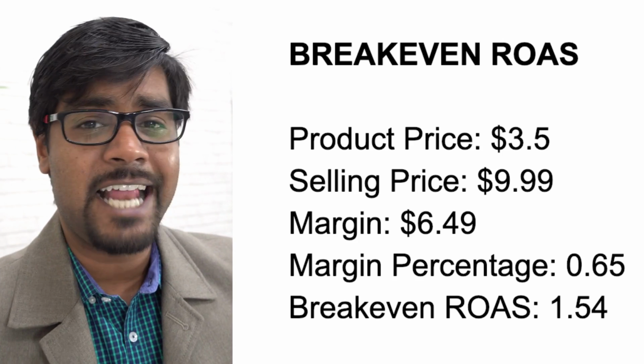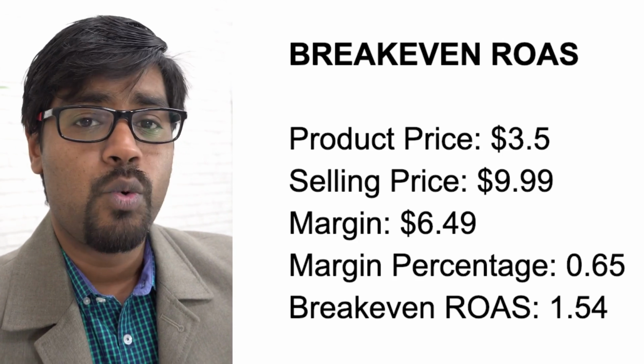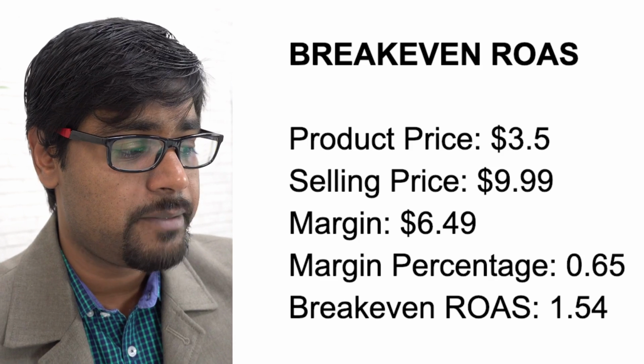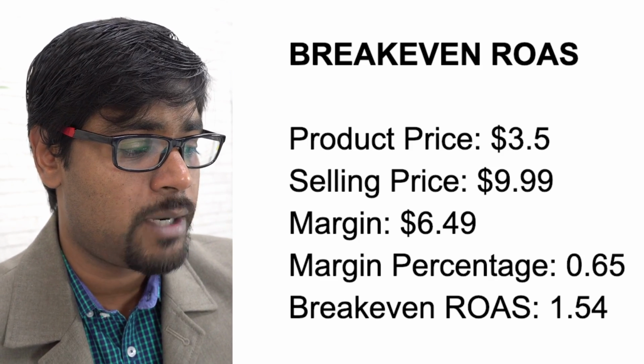So what you want to do is then calculate your break-even ROAS, which is going to be 1 divided by your margin percentage, which in this case comes out to 1.54. Now, why is 1.54 so important? Let's say you're running your ads, and on this product, you get a ROAS of, let's say, 1.7. Now, that means you're in profit, right? Not exactly, when you consider a lot of other factors.